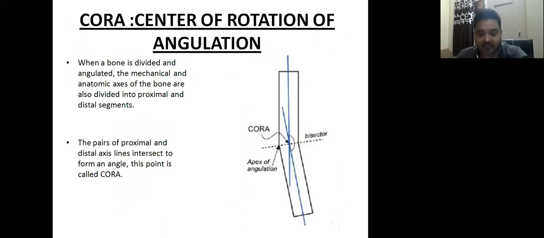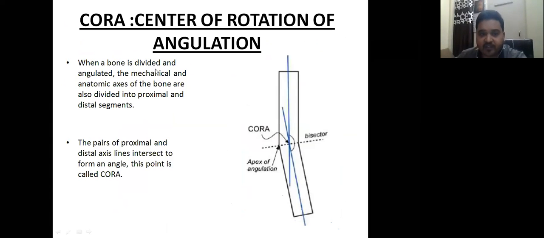Next, as I said, the mechanical axis deviation test only tells us which bone in gross contributes to the deformity. Now, at which level and how much is the deformity? So quantification is done using the other method, which we can come to know by CORA. So, what is CORA? CORA is the center of rotation of angulation.